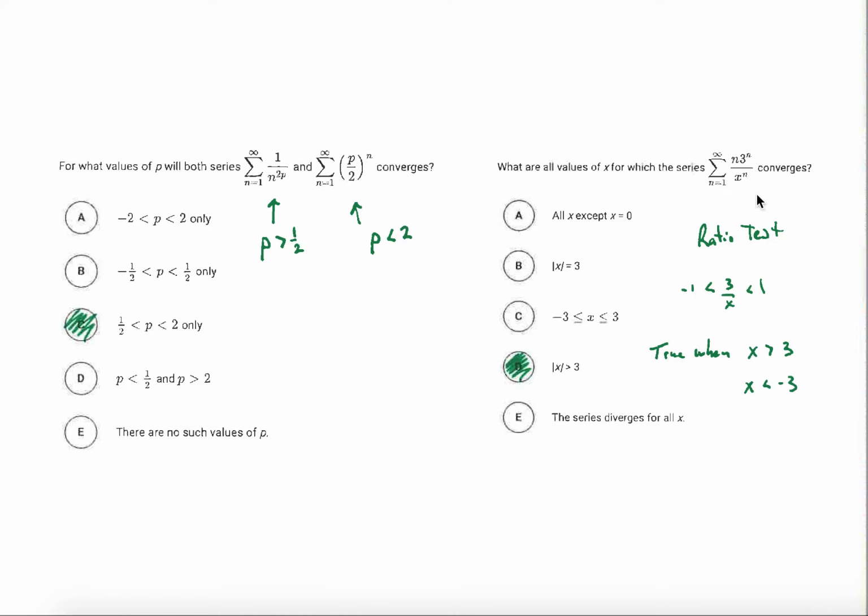If you do the ratio test, you're going to get 3 over x sandwiched between -1 and 1. Just think this through. 3 over x is less than 1 when x is greater than 3, and 3 over x is greater than -1 when x is less than -3. So this is the same as the absolute value of x greater than 3, saying that it's sandwiched in between here. And again, we cannot let 3 or negative 3 actually be values, because then we get something false.